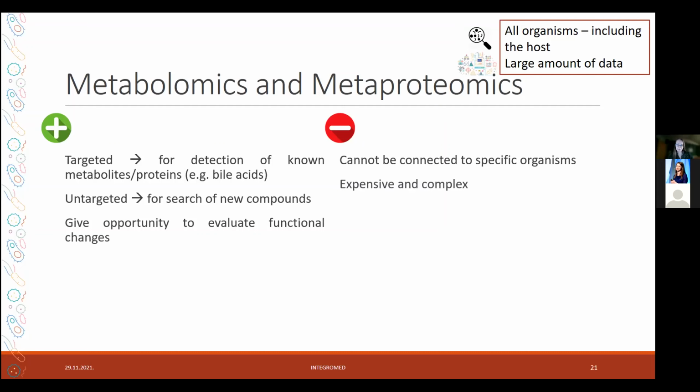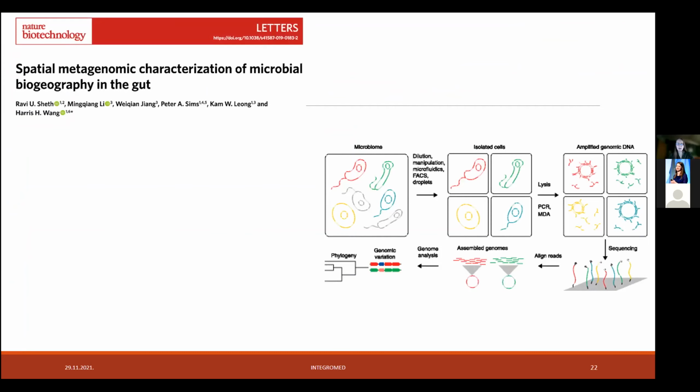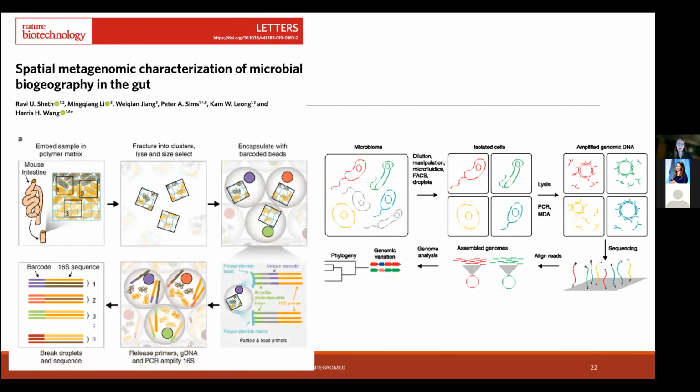It's quite expensive and complex. And there are differences in stability of study subjects. Some metabolites can, for example, be stable if frozen for a week, some for months, and so on. So you need to take that into account when you're analyzing your data using these approaches. Of course, there are other methods I will just shortly highlight. For example, this is called MapSeq, where it's like spatial characterization of microbiome.